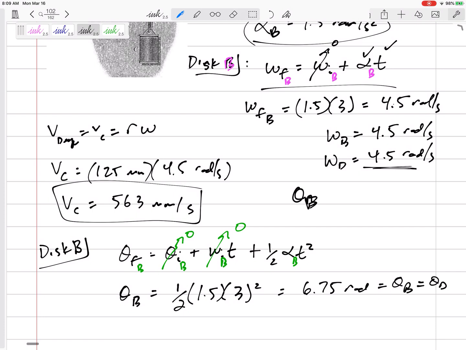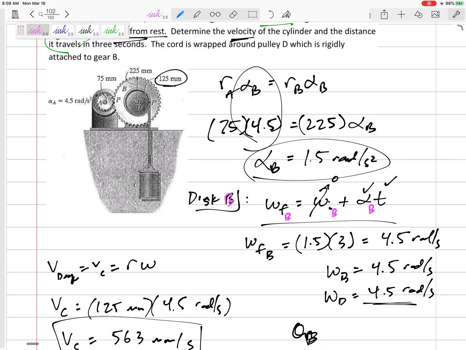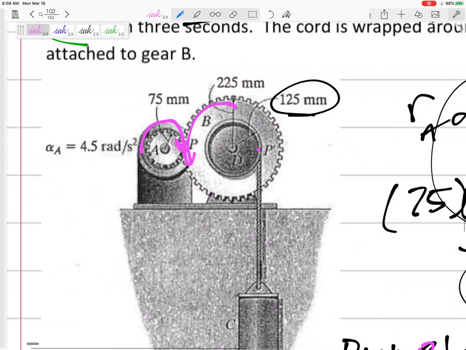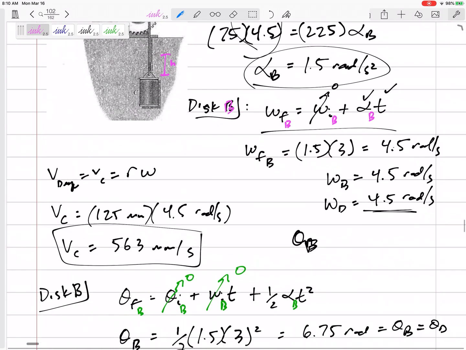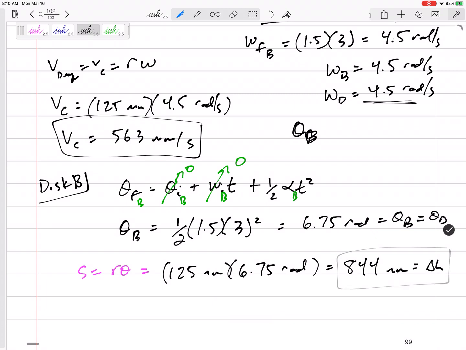That's the theta D. Now, how to convert that to the distance that the cylinder moves? Well, for a second here, let's talk about directions. This is going clockwise, so this is actually going counterclockwise. So this would be going up. So let's find the arc length that inner pulley D moves, right? Because that arc length would be also the height that the cylinder moves. If I know the theta, then I can find that arc length. Arc length S equals R theta. So this would be 125 millimeters times 6.75 radians. So 844 millimeters would be the height of C.